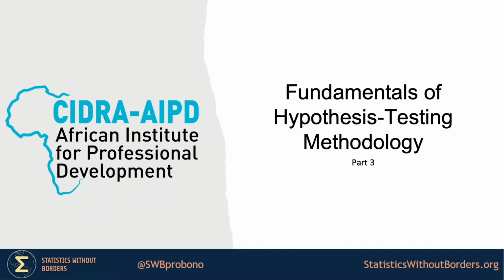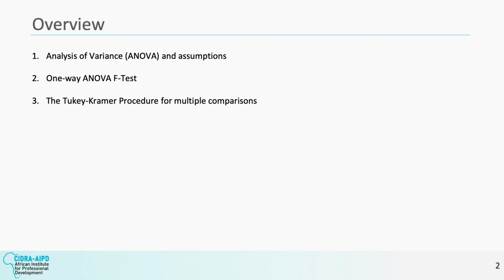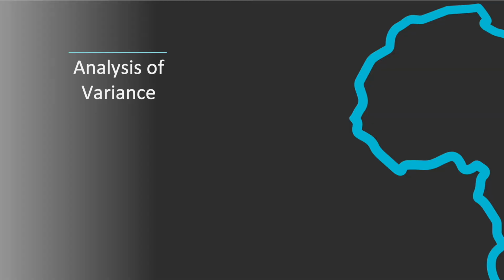Welcome to Part 3 of Fundamentals of Hypothesis Testing. This is the last part of this lecture. In this final lesson about hypothesis testing, we'll discuss the analysis of variance, also known as ANOVA. We'll discuss the assumptions that ANOVA requires, work through a one-way F-test, and then finally consider the Tukey-Kramer procedure for multiple comparisons. Let's get started.